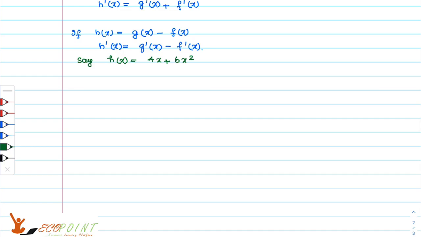So h(x) is 4x plus 6x squared. So that is the sum of the two functions. h dash x is the sum of the derivative of 4x, which is 4, plus the derivative of 6x squared, which is 12x.